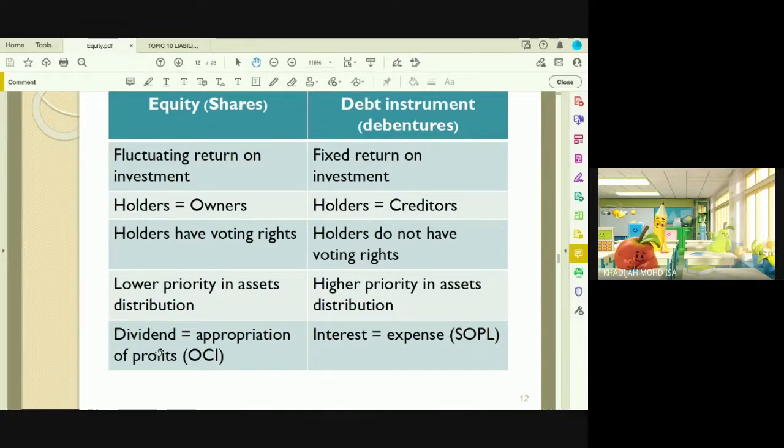Dividend equals appropriation of profits, but interest is an expense. So you see that in the profit and loss account, but dividend you see in the other comprehensive income account.